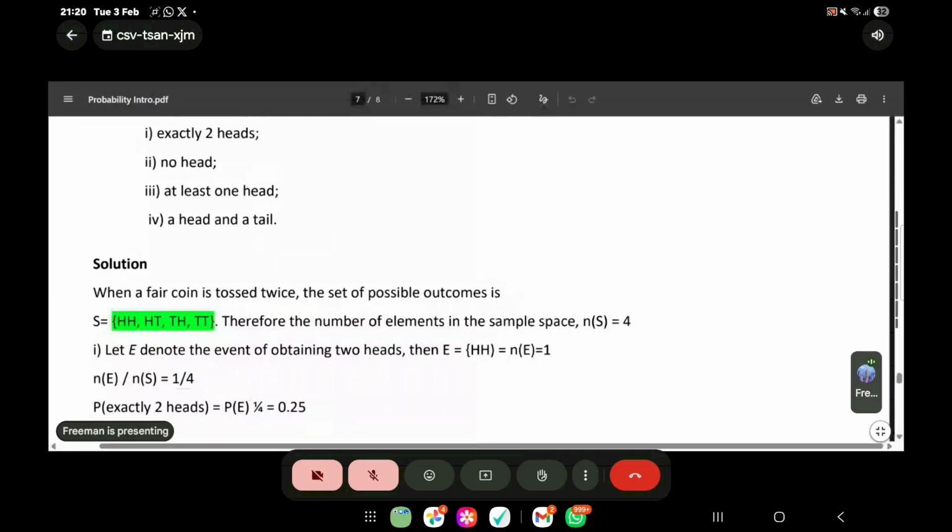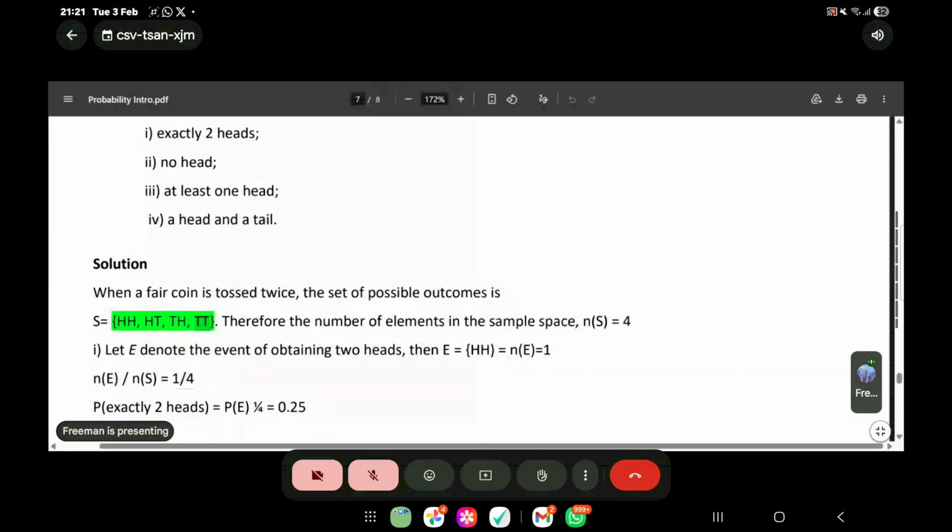Probability of no head. This thing, they are always interchangeable. Instead of saying probability of 2 tails, we are saying probability of what? No heads. It means when the 2 coins are tossed, there's no head occurring. So the first one, 2 heads are there. The second one, 1 head, 1 tail. The third one, 1 tail, 1 head. The last one, 2 tails. There is no head there. So probability of no head is what? 1 out of 4.